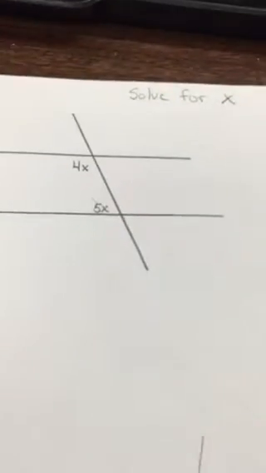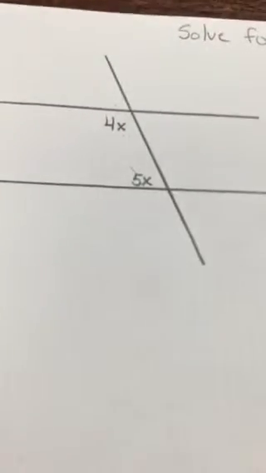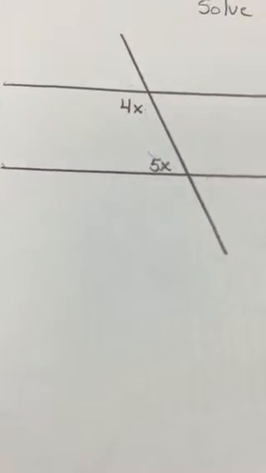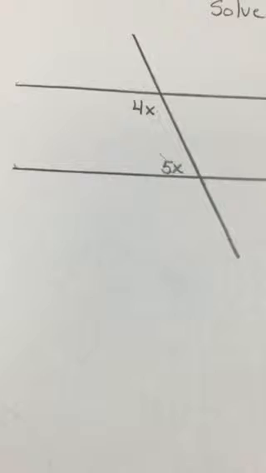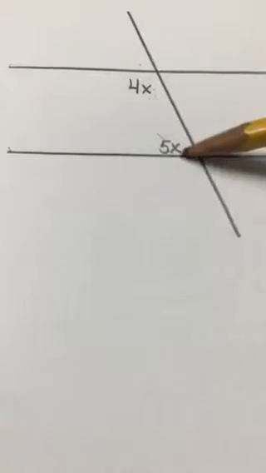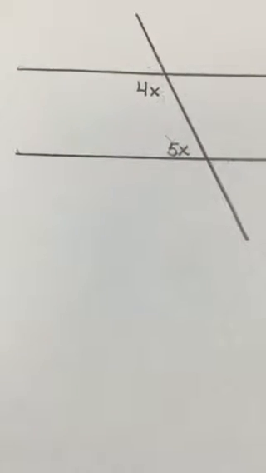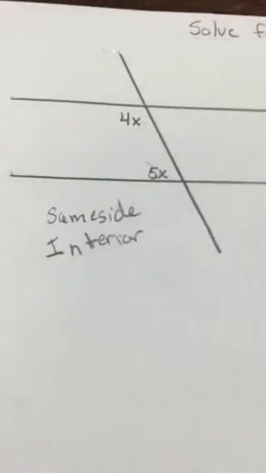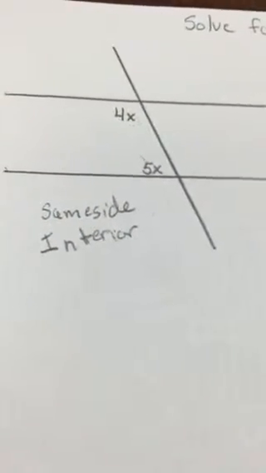So the first thing you're going to be asked to do today is to solve for x. So you get a problem like this. The first thing you need to decide is, what type of angles are they? Well, they're on the interior. They're on the same side. So these are same side interior. All right, so we have same side interior angles. You may want to write that down to help you.